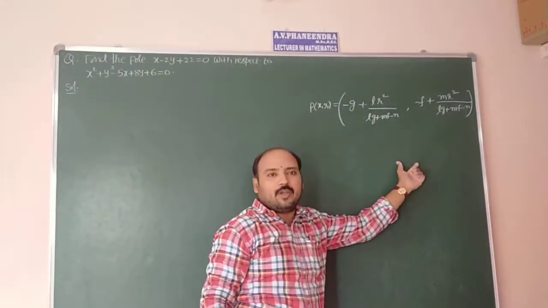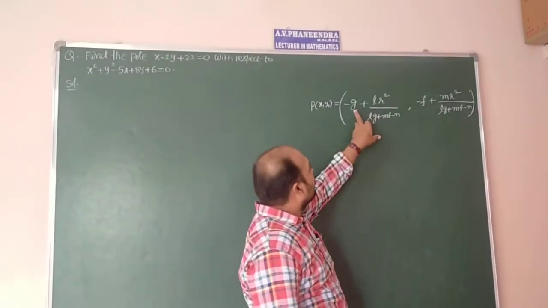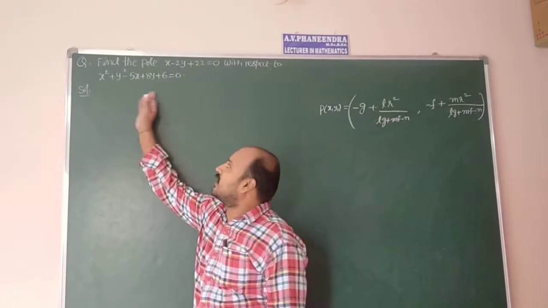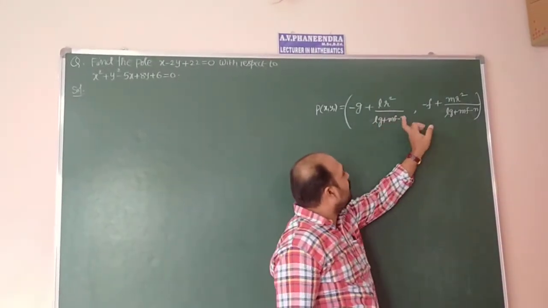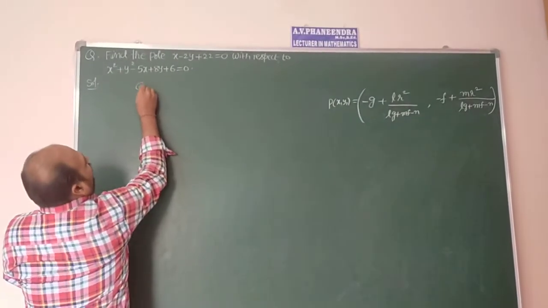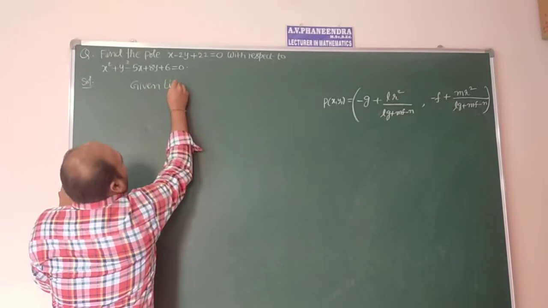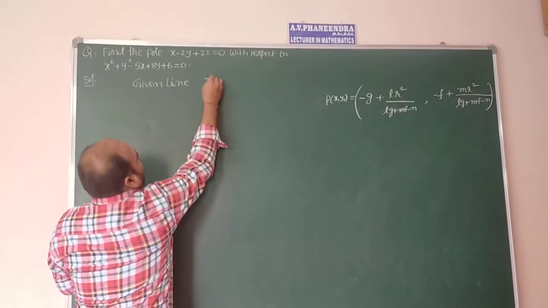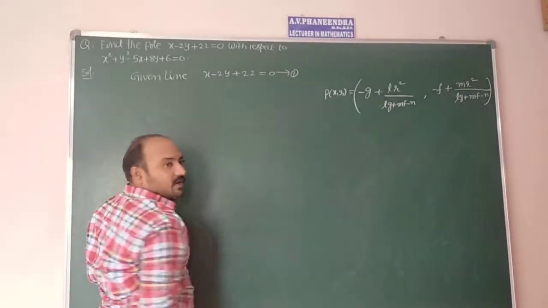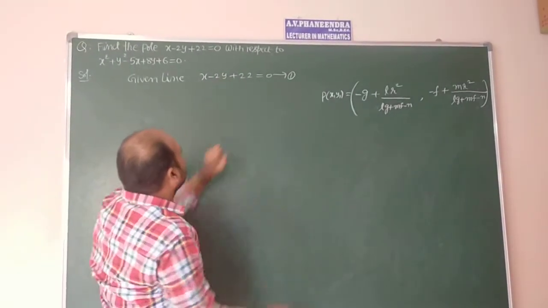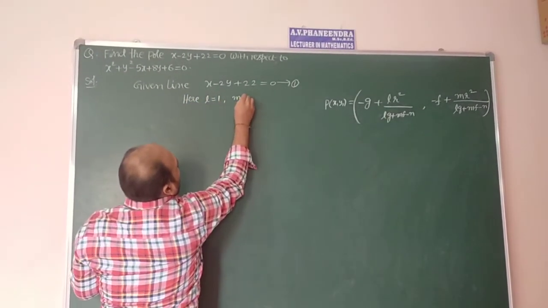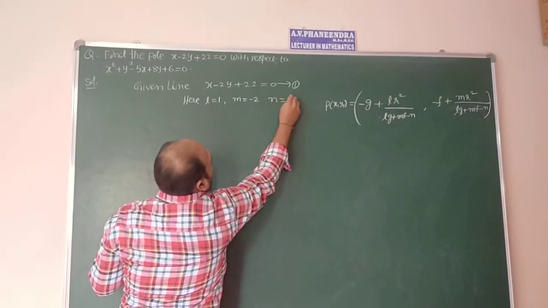But what values are required to calculate from this data? g, f and r. r means r square also, radius. From the circle we will get it, and the l, m, n values from the given line. First step, given line x minus 2y plus 22 equal to 0, equation number 1. Compare with lx plus my plus n equal to 0. Here l is equal to 1, m is equal to minus 2 and n is equal to 22.